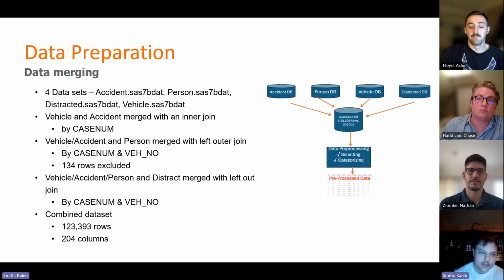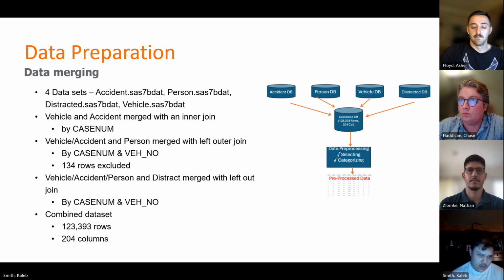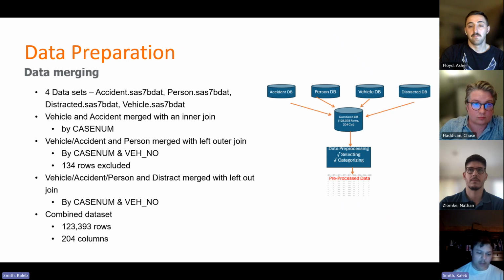Next, we'll go to the data preparation part. To start, we had our 4 data sets: accident, person, distracted, and vehicle. The vehicle and accident data sets were merged using an inner join method on the case number. With this, only data with matching case numbers from each data set were piled together into the combined data set.